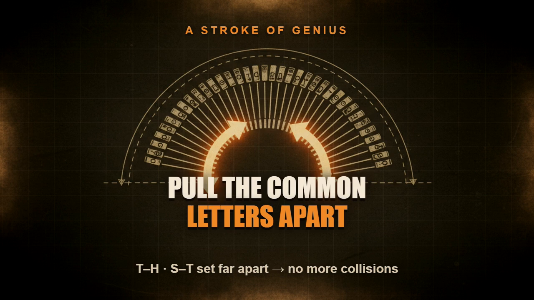Sholes' solution was a stroke of genius. If neighboring bars kept colliding, then pull apart, inside the machine, the letters that most often sit side by side in the language, T and H, S and T. What looked like chaos scattered across the page was, in truth, a finely calculated anti-collision system. And by 1873, that now famous order was born. QWERTY.